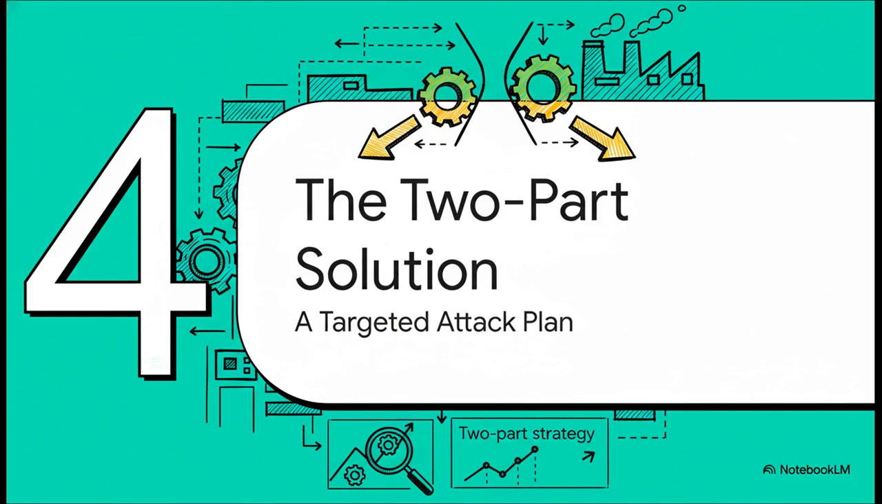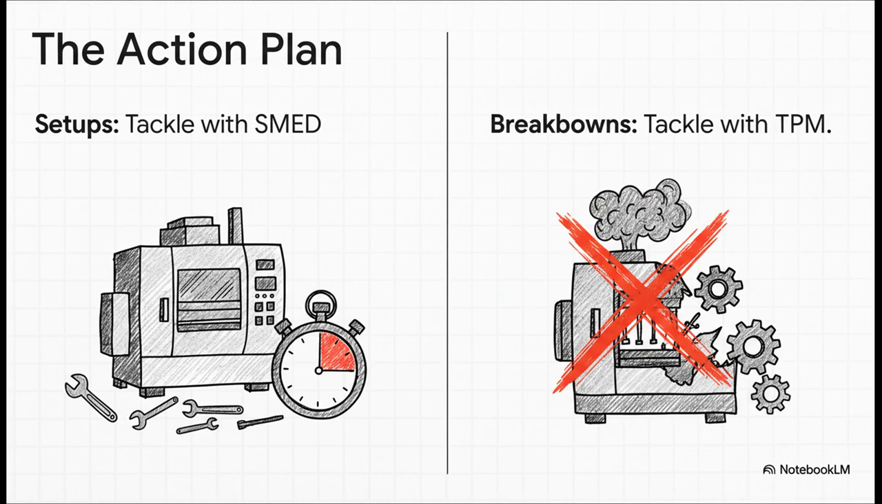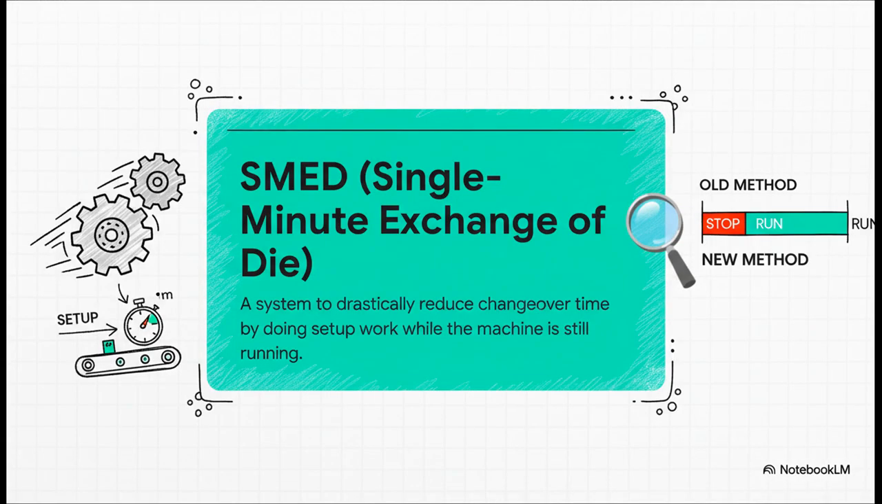And the beauty of this approach is that we don't have to boil the ocean. We can launch a super targeted two-part attack plan aimed squarely at those two problems. So here's the plan. For that 45 minutes of setup waste, we're going to use a lean manufacturing technique called SMED. And for that other 45 minutes of breakdown time, we're going to bring in a process called TPM. Two problems, two targeted solutions. Let's break them down. First up, SMED.